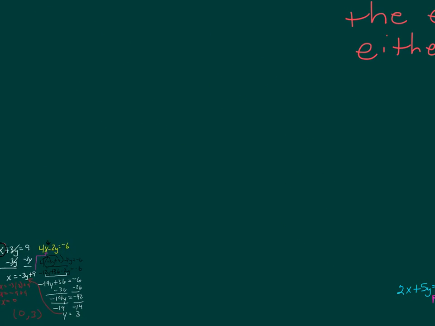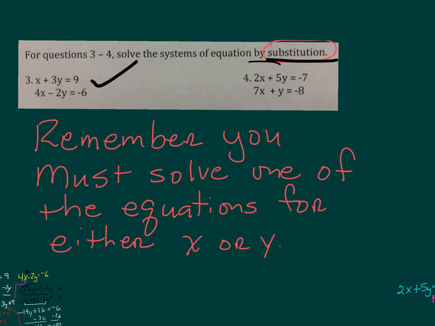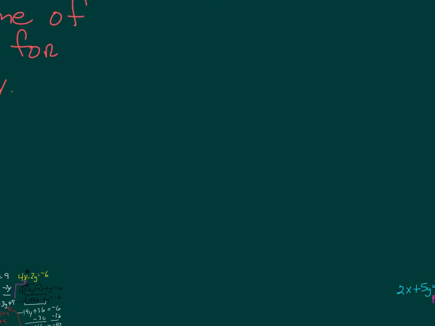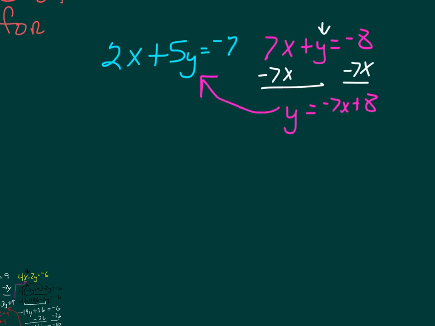Push it off to the side. I'm going to bring this back. Now look, on this one, we're going to solve this problem here: 2x plus 5y equals negative 7, and 7x plus y equals negative 8. So let me go ahead and move that out of the way. All right, let me bring this back, and let me show you what I did.